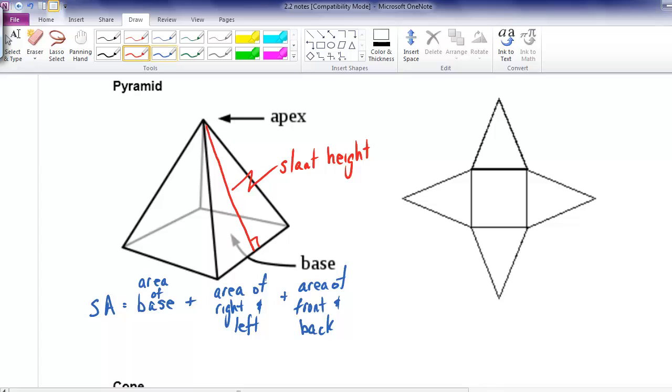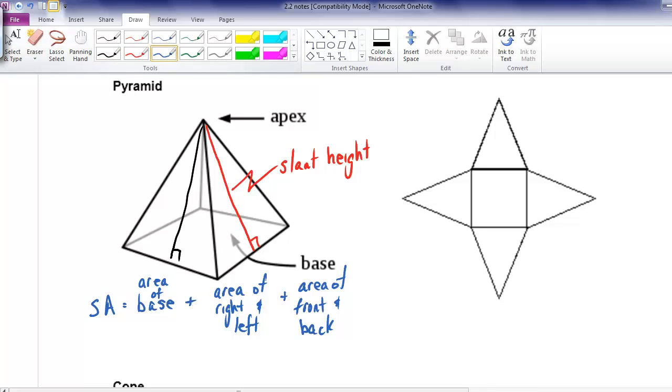And these slant heights might actually be different. So here's another slant height. And the black one may be different than the red one. Again, left, right, front, and back.